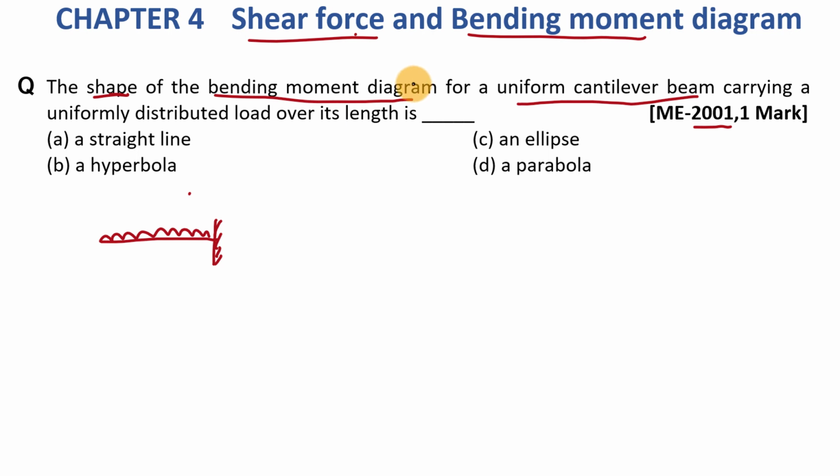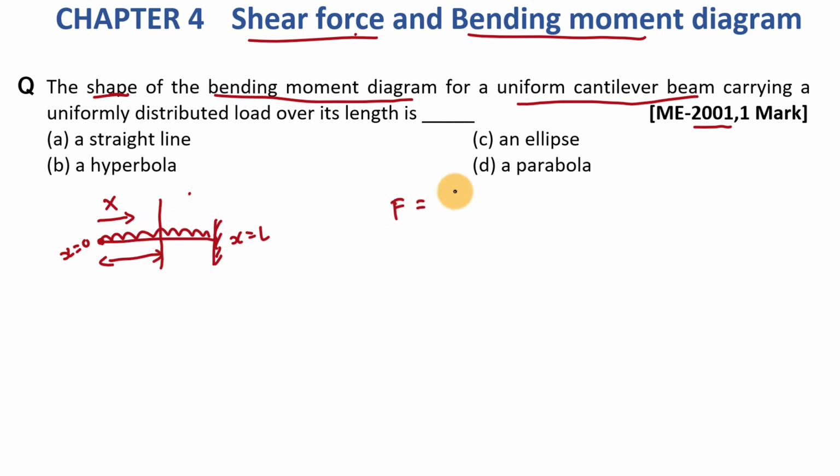Here to find bending moment diagram, first of all we take one section at distance x from this end. And here we take this point as origin and this direction as x direction. So at this point x is equal to 0 and at this point x is equal to L, right? Now first of all we have to find out shear force at this section.